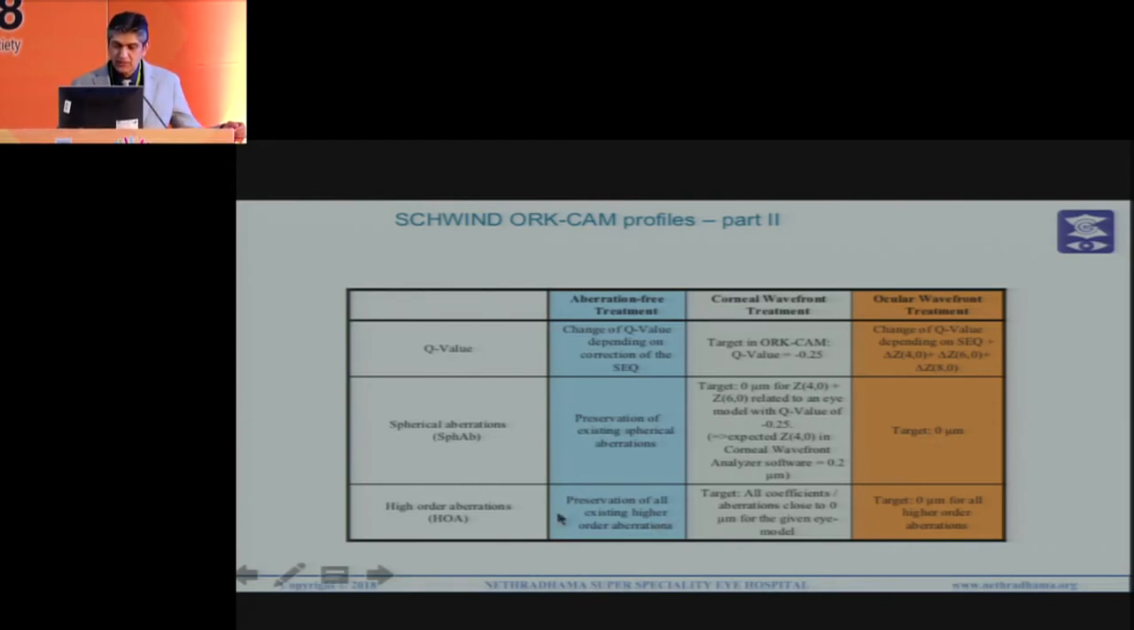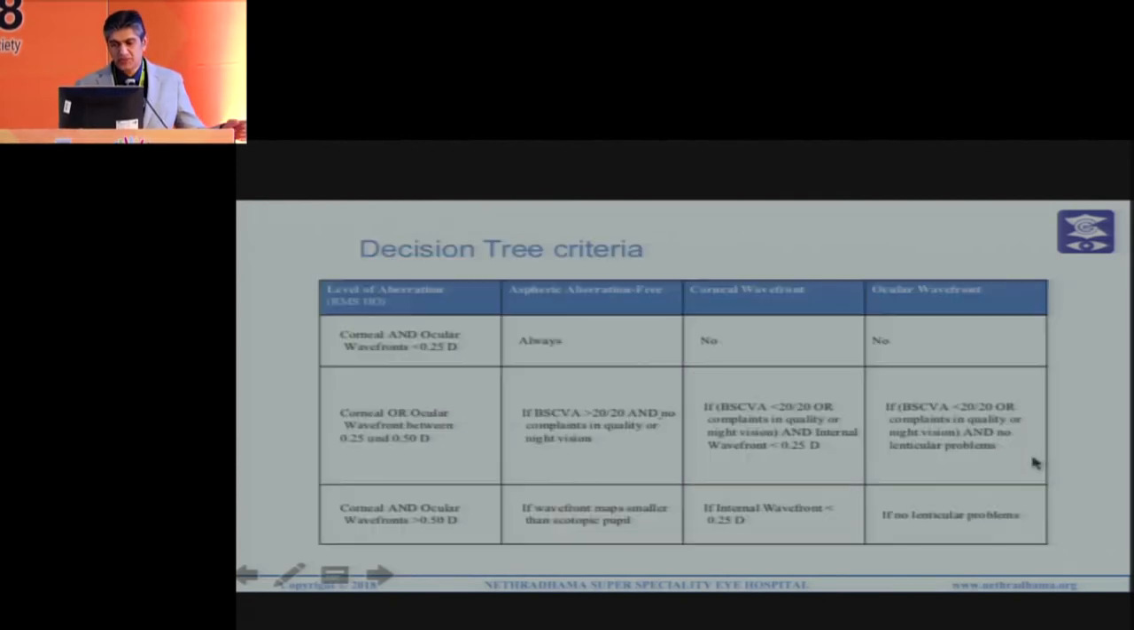And then in higher order aberrations, again with aberration-free treatment, you preserve all the existing higher order aberrations. You only optimize the treatment for correction of the asphericity and the biomechanics and the flap induced and laser induced aberrations. Whereas in a corneal wavefront, you target all coefficients of aberrations close to 0 for a given model eye based on a Q value. And in ocular wavefront, again you target 0 for all the higher order aberrations. So this is the difference between the three.